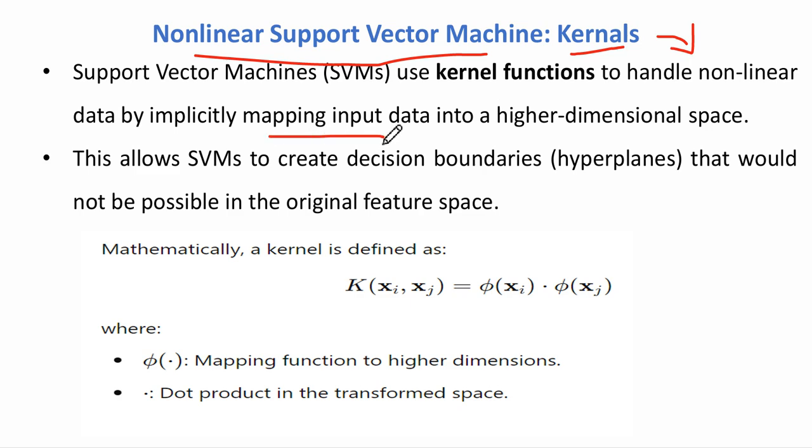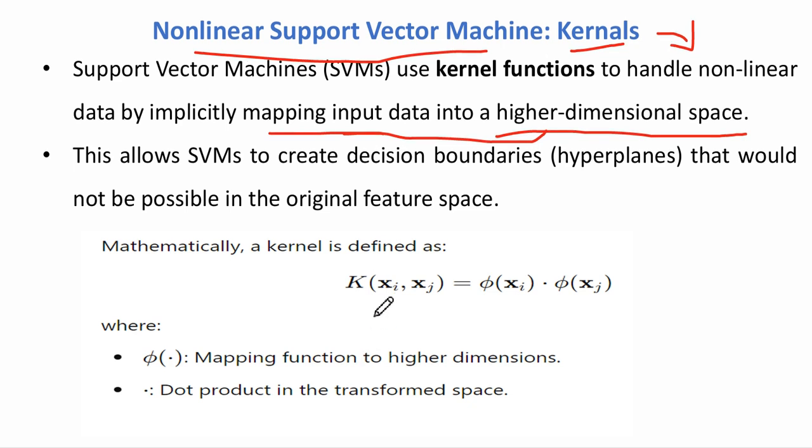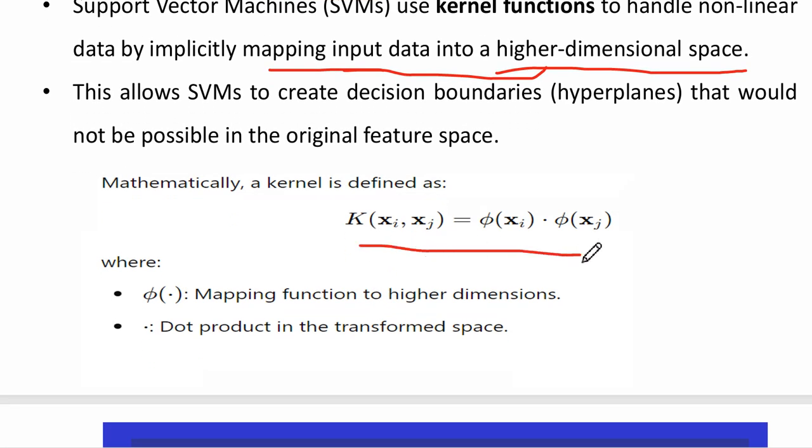input data, the non-separable data we are having, into a high dimensional space. When we map the input data into some high dimensional space, there is a chance of converting that non-separable data into separable data. Clear? To convert the non-separable data into a high dimensional space, we use different kernel tricks. This is the general equation to define the kernel trick.